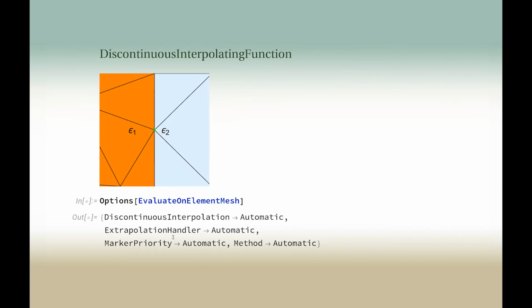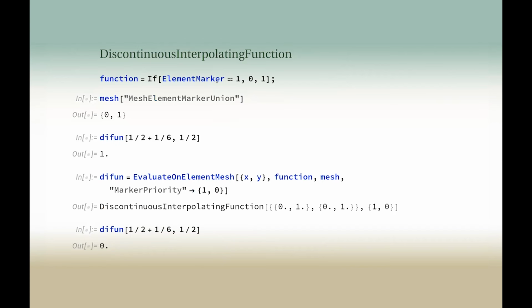So there is something that's called a marker priority, and that allows you to specify where these points on this boundary belong to. And I'm going to show an example for that. So again, we have the same function as before. We have the mesh element marker union. So we have 0 and 1 is the order of the markers, how they are stored in the finite element mesh. And if I evaluate that function, like I've shown before, at this interface, we get exactly the value of 1.